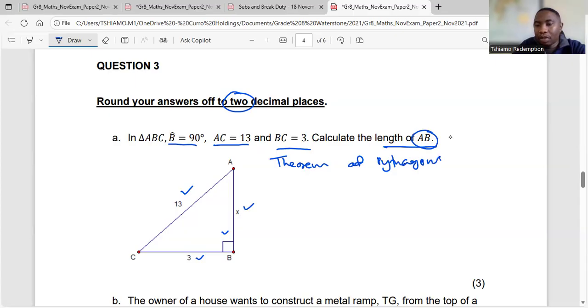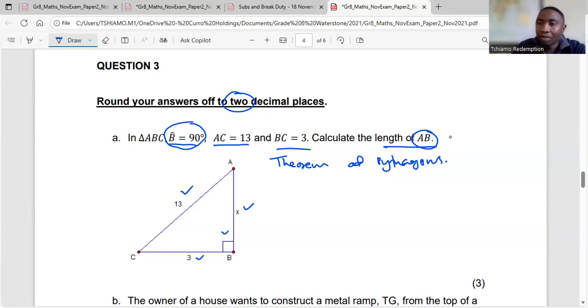If you're not sure about this one, there's a whole video on it. So Theorem of Pythagoras, we use it to calculate sides, and it only applies when we are given a right angle triangle. So this is very important in this statement, because we know that since it's a right angle triangle, we can use this theorem.